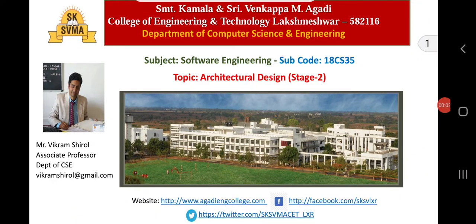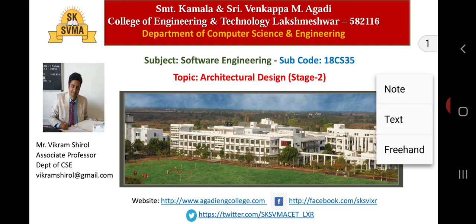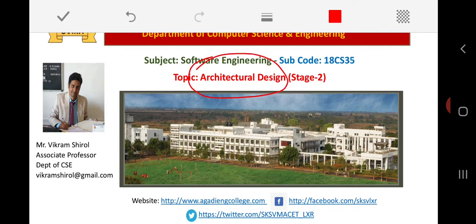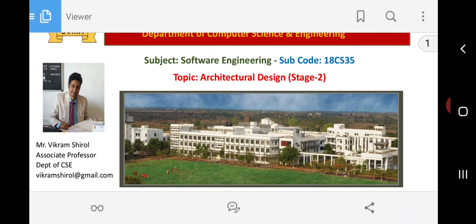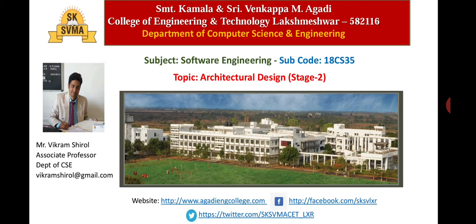So dear learners, in this video we will be discussing the second stage of object oriented design, that is architectural design. In the previous video we discussed the first stage, that is defining the context and the interactions or the environment in which our system is supposed to work. So that we completed in the previous video.